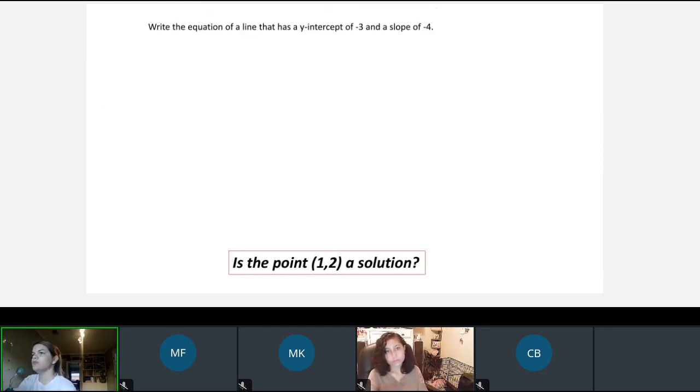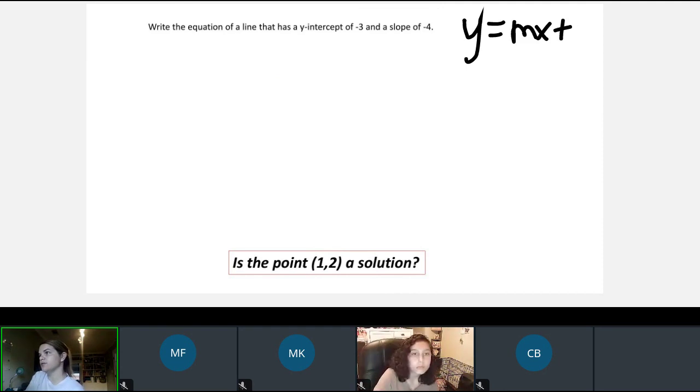Okay. I want you to write the equation of a line that has a y-intercept of -3 and a slope of -4. So remember, this is our slope-intercept form. Go ahead and put it in the chat. Write out your equation, and then you're going to tell me, is the point 1, 2 a solution? A solution means the same thing. Is it on the line?